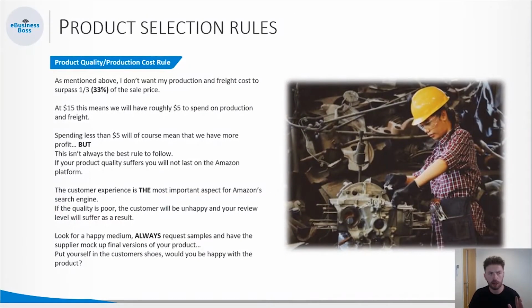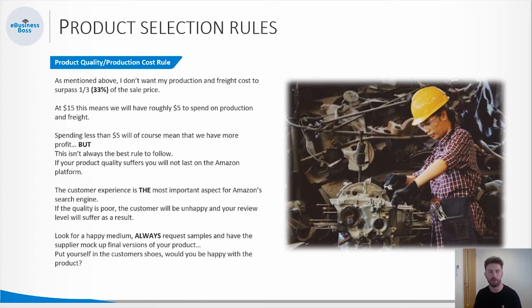So product quality and the product cost rule. Now, as I mentioned previously, we don't want the production and freight costs to surpass a third of the sale price, okay? So a third would be 33%. So at $15, this means we have roughly $5 to spend on production and freight. So spending less than $5 will, of course, mean that we have more profit, but it isn't always the best rule to follow. If your product quality isn't good, then you're going to suffer on the Amazon platform.